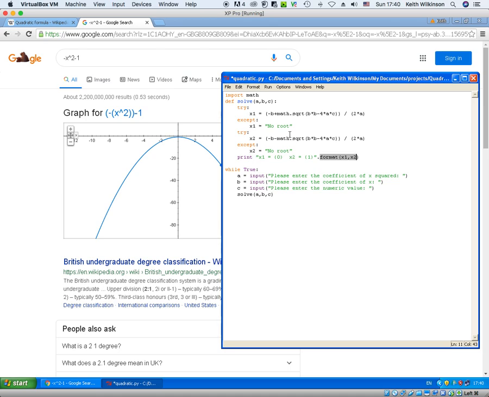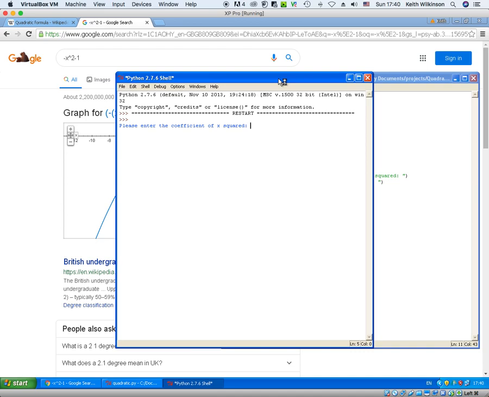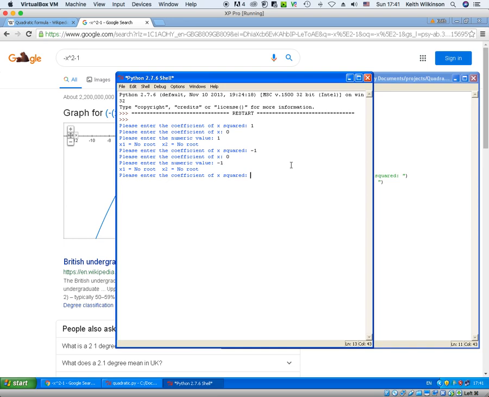So if I save my program now, I can run those two equations that gave me no roots. The first one was x squared plus 1, so x squared, no x, and a 1, so I should have no roots. And there we go. The program does not crash, and it just tells me I've got no root for x1, no root for x2. Let's do it for the second one, where I had a minus x squared, no x's, and a minus 1. And we get no root, no root.